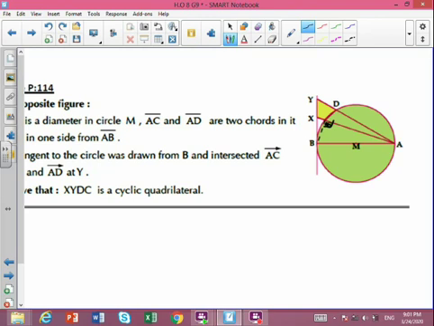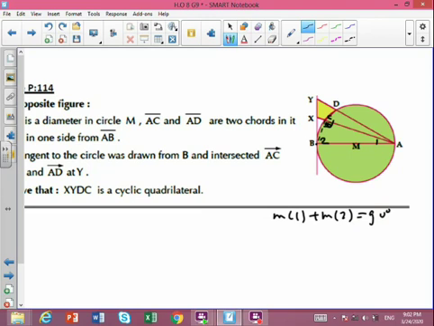From this given, please concentrate. This is C. So the measure of angle CAB plus the measure of angle CBA will be what? It will be 90. The sum is 90. I don't know how many degrees XAB is and how many degrees CBA is. If I name them 1 and 2, I know that the measure of angle 1 plus the measure of angle 2 will be equal to 90 degrees.